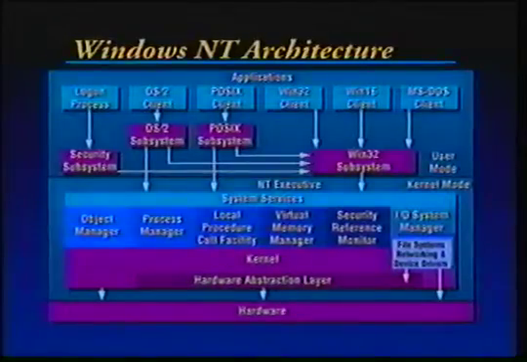Welcome back. Before the break, we took a look at, I'd say, one half of the operating system. We looked at the environmental subsystems that you see pictured on this chart. We talked about OS/2, POSIX, Windows 32, and the DOS subsystem. One we didn't have a chance to cover yet is the security subsystem, and we'll take a look at that a little bit later on.